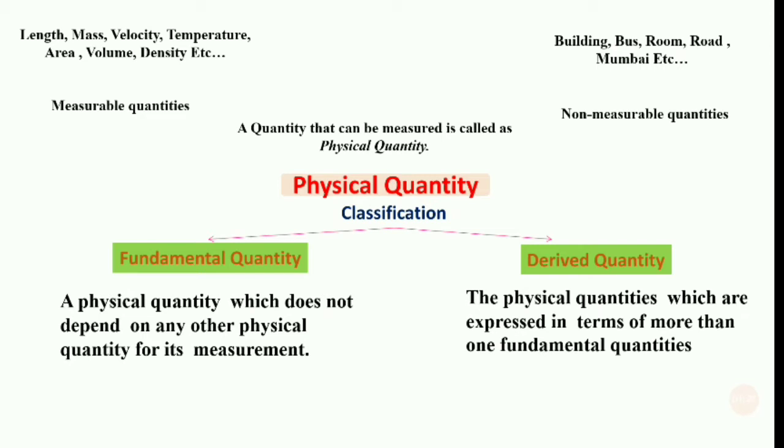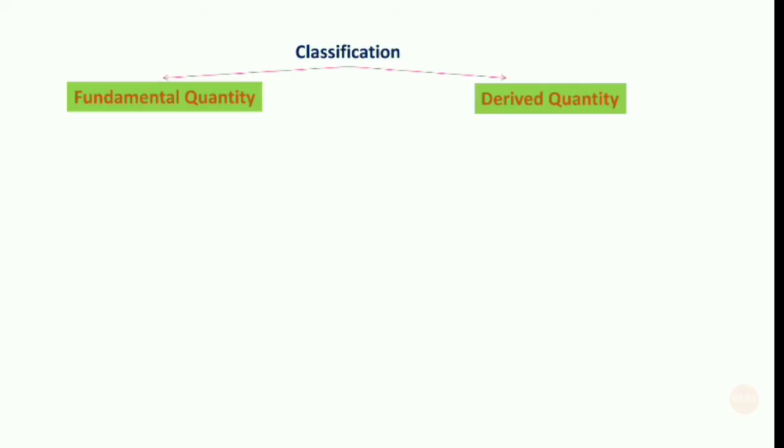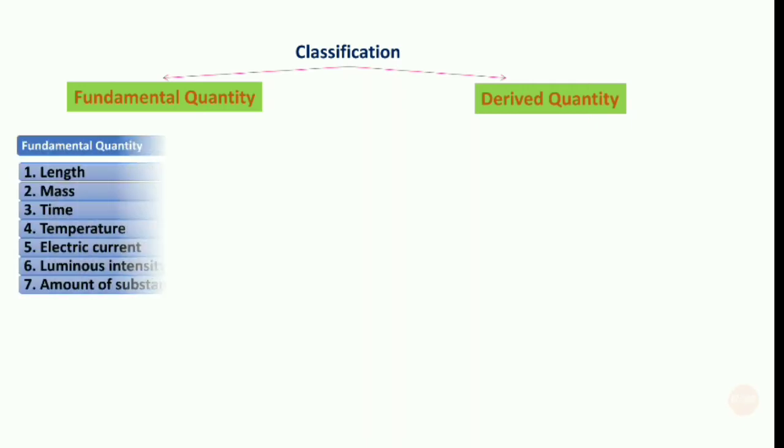Similarly, derived quantities are the physical quantities which are expressed in terms of more than one fundamental quantity. Means derived quantities depend on more than one fundamental quantity for their measurement. That's about the physical quantities. Now again come to the classification: fundamental quantity and derived quantity.